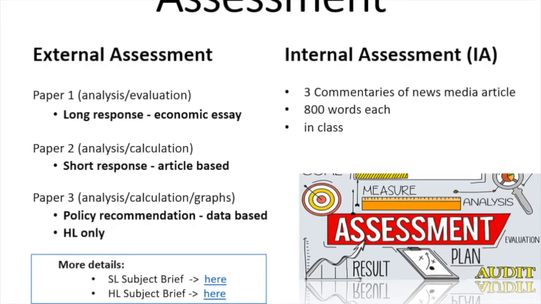Paper 3, only for HL, is based on data, and you have to analyze it, calculate, do some graphs, and then you have to suggest a policy to fix the situation. This is only for HL.